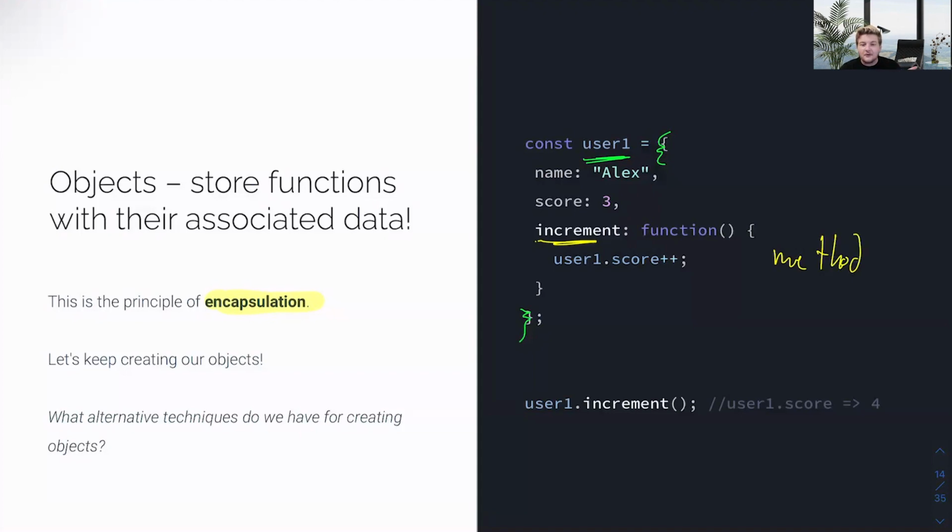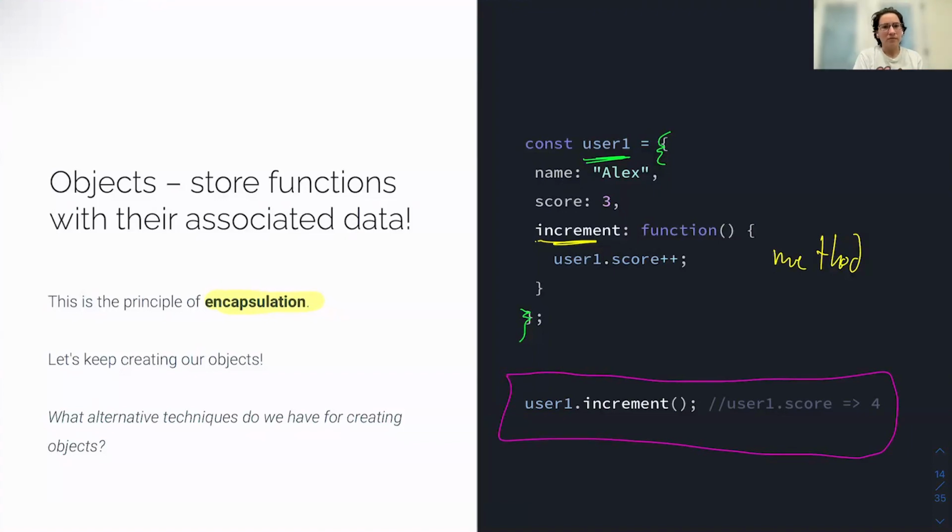And I would love to phone a friend here. Does anyone want to jump in here and let us know what they think is going to happen? Is running this final line of code going to be successful? When we run user1.increment, are we going to be able to target Alex's score and increment it from 3 to 4? Rochelle, if you know, feel free to jump in. Do you have a guess? Yes, the answer should be true.